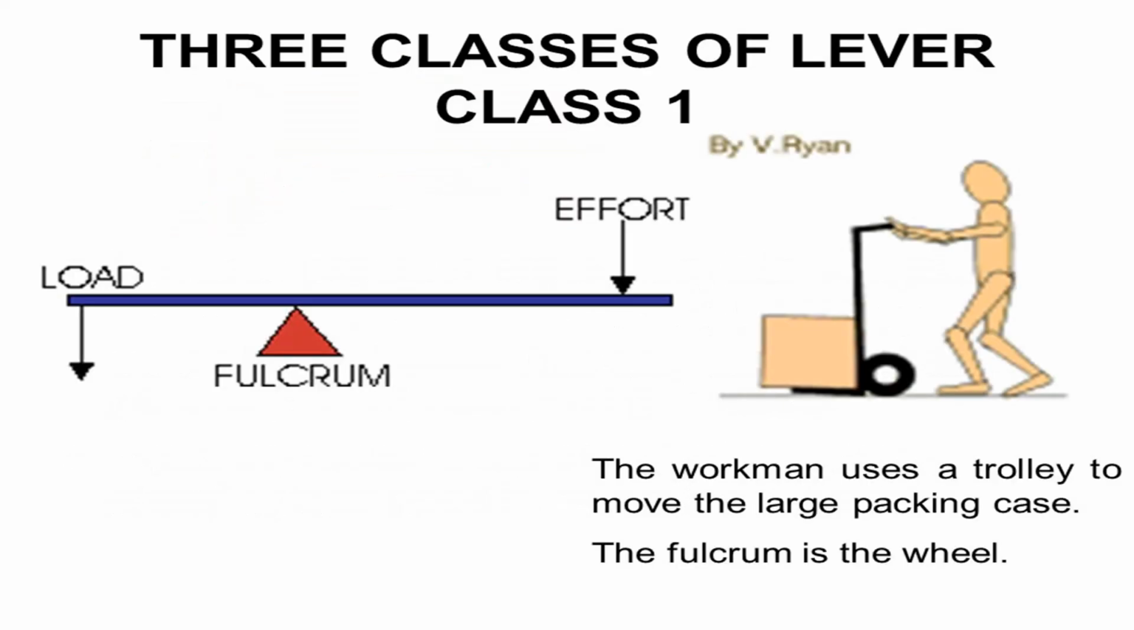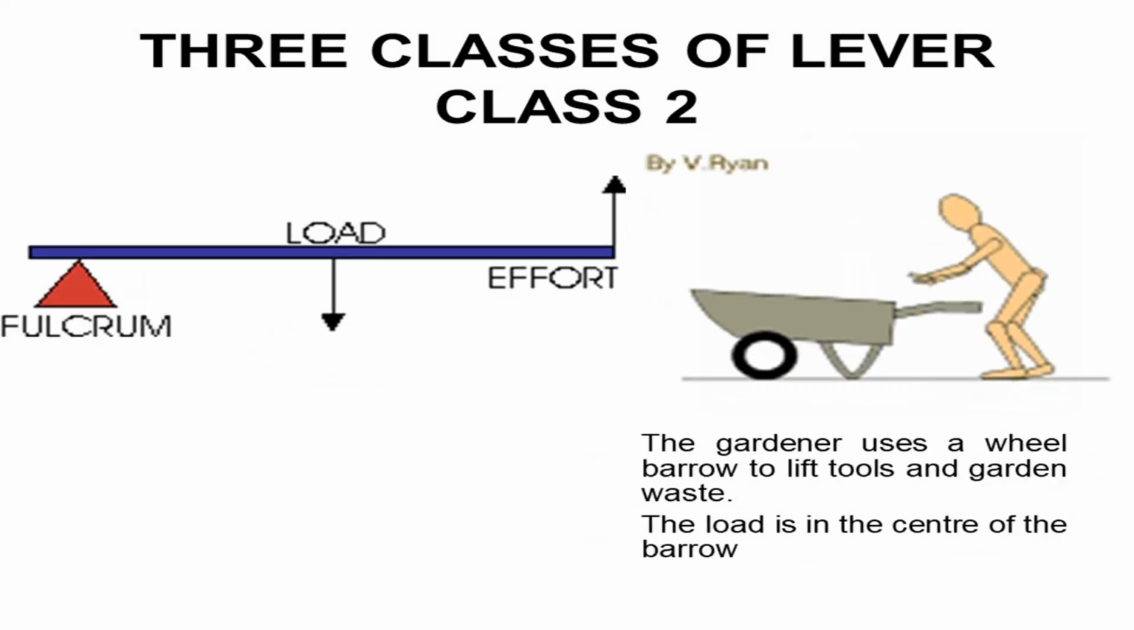Three classes of lever. We have the first class. Basically, the load and the effort are on either end, and in the center is the fulcrum. An example is a seesaw or anything like that, which uses the same type of principle. Second class: the fulcrum is at one end, the load is in the center, and the effort is on the furthest end. An example here is a wheelbarrow.